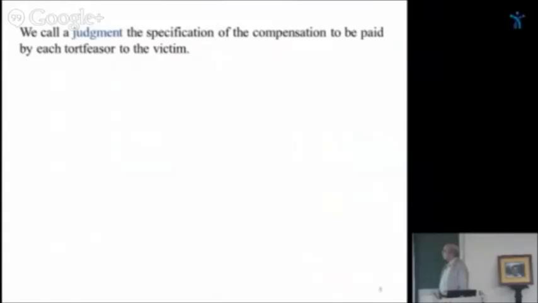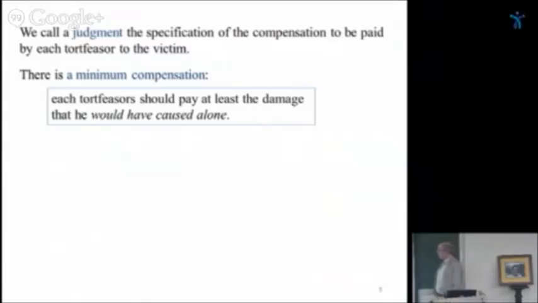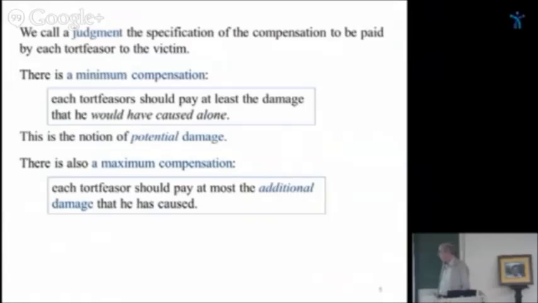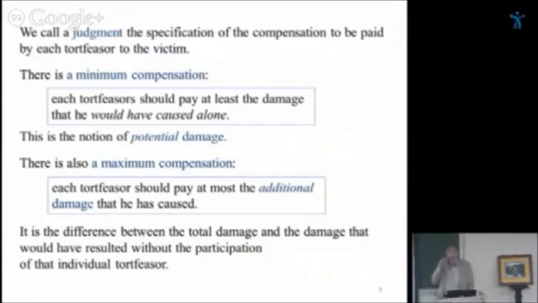So we call a judgment the specification of compensation that, for each of the persons involved, the tortfeasors, specifies how much they have to contribute to the compensation to the victim. So there is clearly a minimum compensation. Tortfeasors should pay at least the damage that they would have caused alone. And this is very important because here we start introducing the notion of potential damage. So this is the minimum. And the maximum is that each tortfeasor should not pay more than their additional damage. The additional damage is the difference between the total damage and the damage that would have resulted without the participation of that individual.